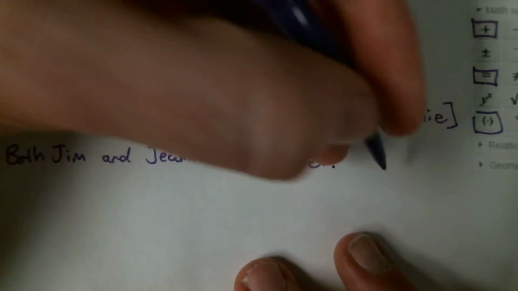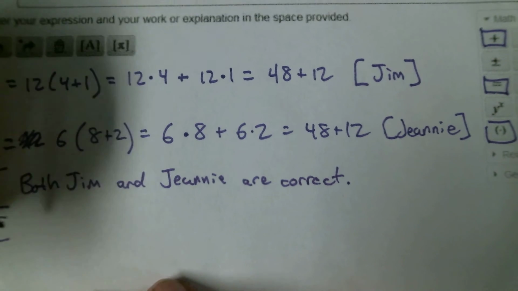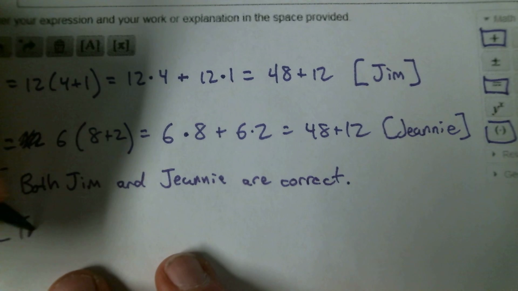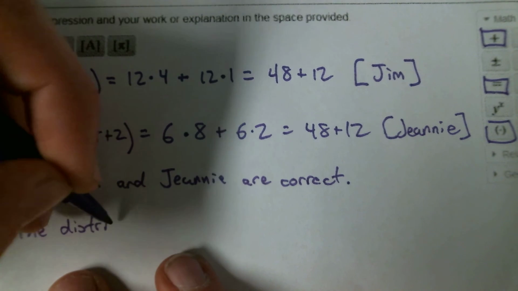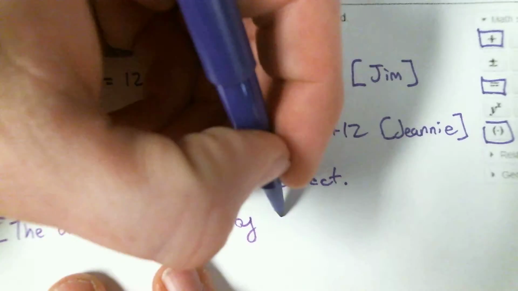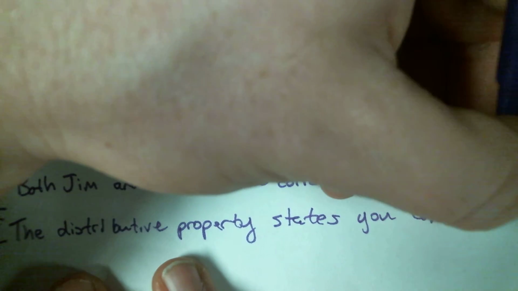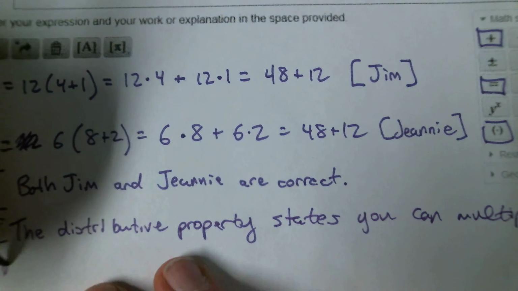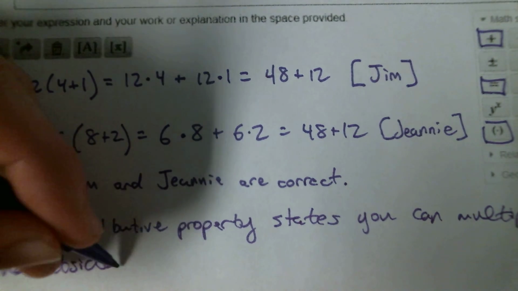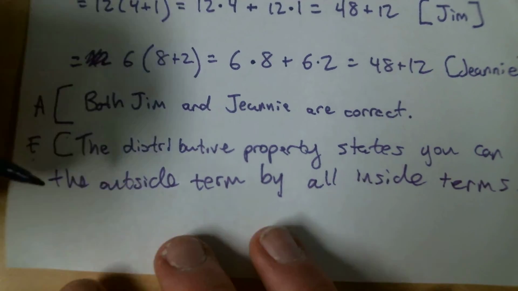And so what would I follow up with? I would need to maybe state a fact, right? Maybe a fact or two. I might say the distributive property states you can multiply the outside term by all inside terms, and it'll still be equivalent. Okay, so there's one fact.